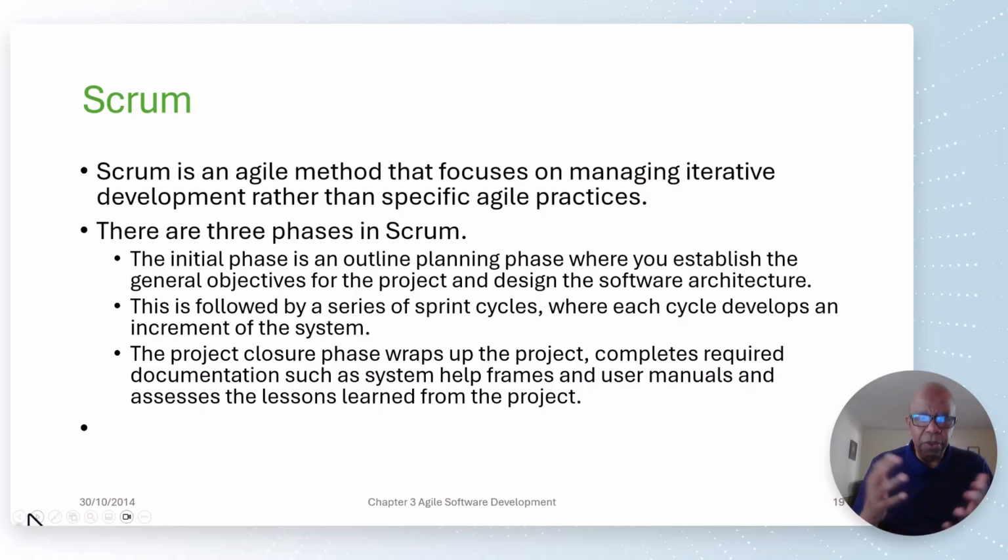There are three phases to Scrum. The initial phase is the outline planning phase, where you establish the general objectives of the project design. You're going to do that for each sprint. We'll talk about the sprint in a second. This is followed by sprint cycles. Each cycle develops an increment of the system.